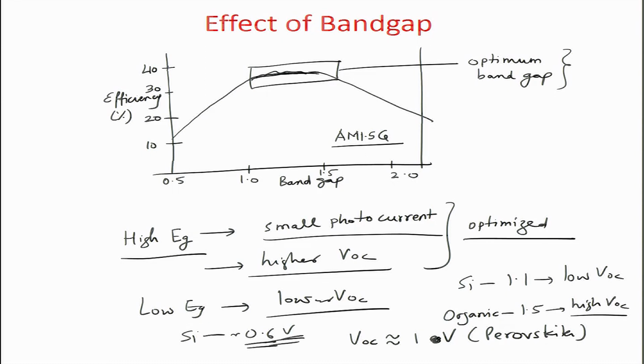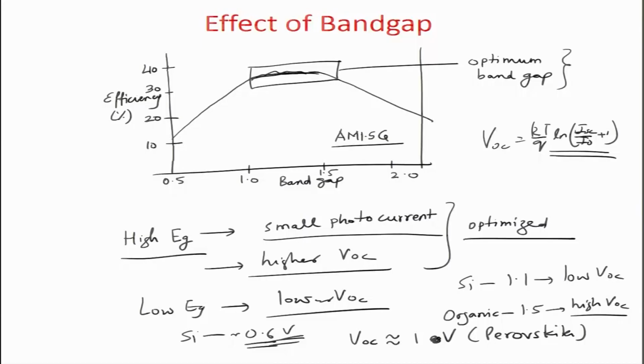So, there is a huge difference between the open circuit voltages, and of course, open circuit voltage is also a function of JSC. So, you can see that this is ISC divided by I naught plus 1. However, since the relationship is logarithmic, the increase in VOC as a function of ISC is not that rapid. And so, the requirements that you want to have for an ideal solar cell device.